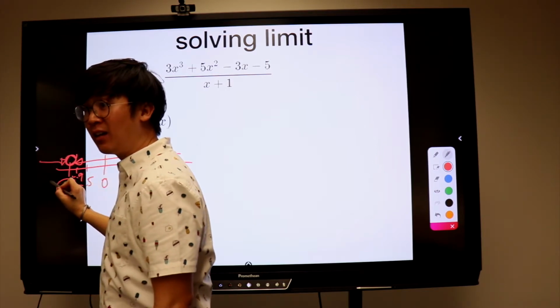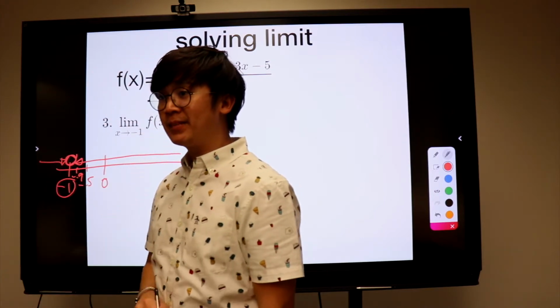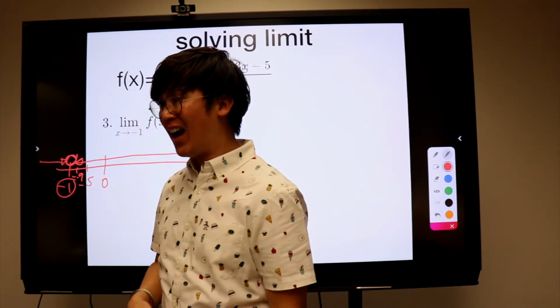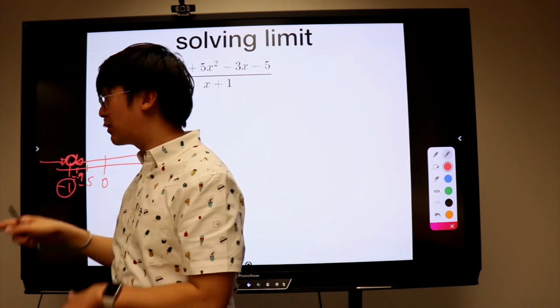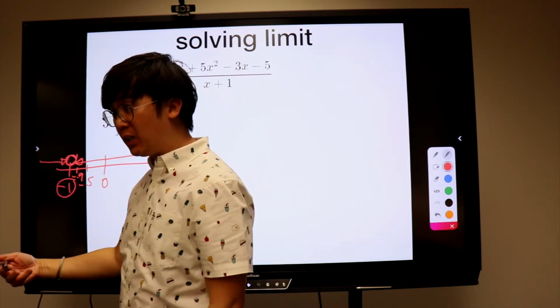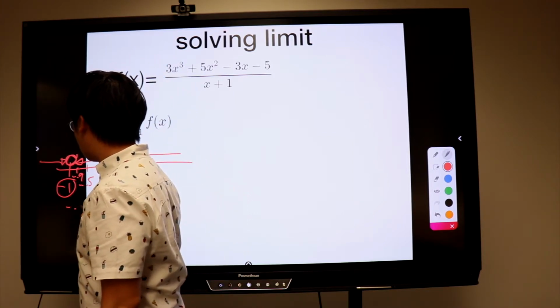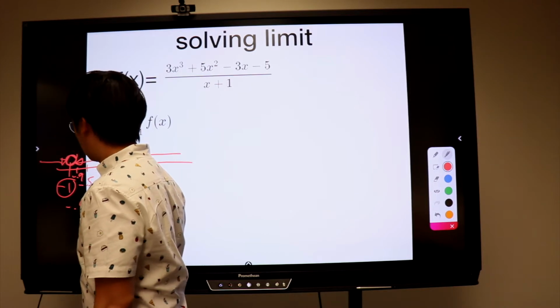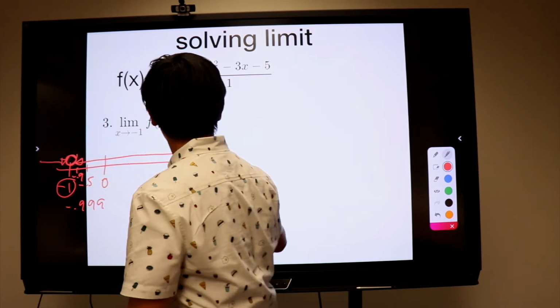Negative 0.9? Yes. Okay, push it. Is it the same value or a different value now? A different value. Now move a little bit closer. Can we do that in your calculator? What value would that be? Negative 0.999. Let's do 3 nines. What does it give you?